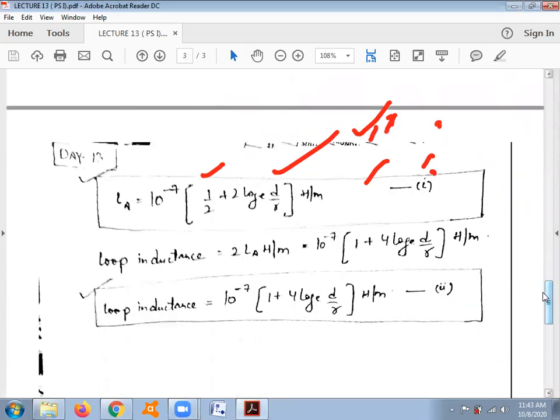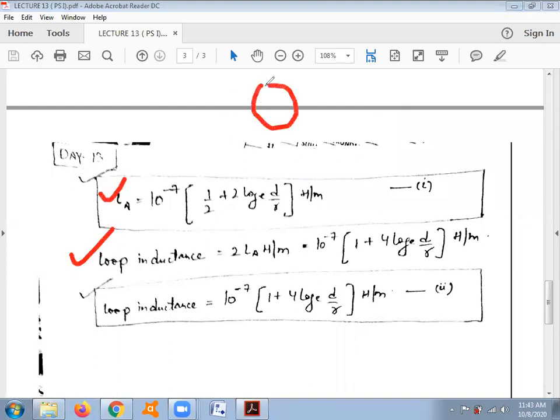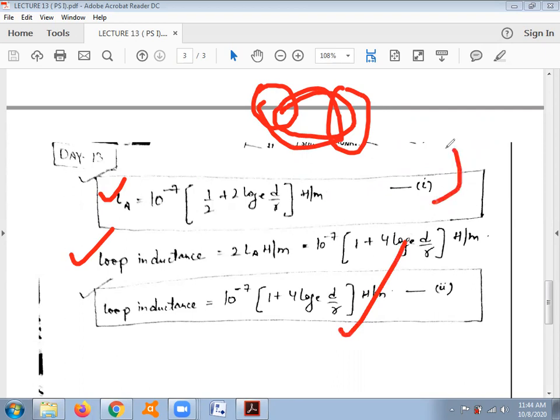Now if we consider the loop inductance, what will it be? It is somewhat different from the inductance of conductor A. In the loop inductance, one is the incoming circuit and the other is the return circuit, and both form the loop. So the total loop inductance is obtained by multiplying the single conductor inductance by 2. You have to remember that equation 1 and equation 2 are different. Equation 1 is used for the inductance of a single conductor, and equation 2 is used for the loop inductance.